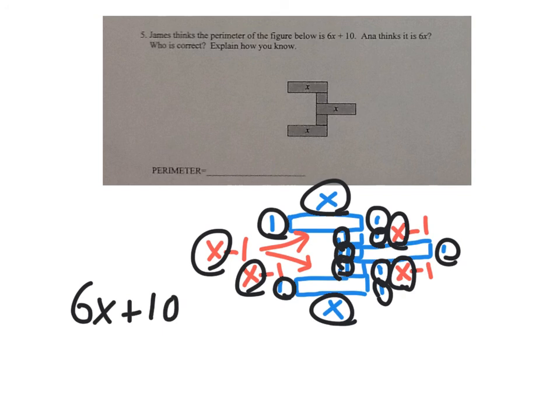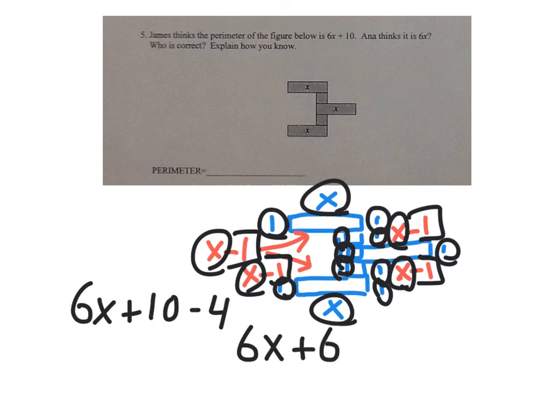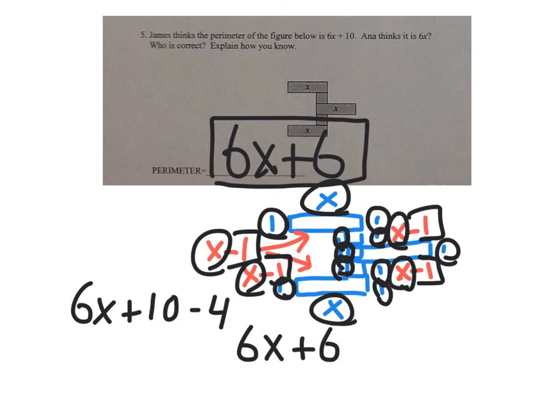So it looks like maybe James was on the right track, but he forgot that we have these minus ones, and there are 4 of them. So we actually need to minus that from our expression. So our simplified expression should be 6x plus 6, not 6x plus 10. So James is wrong, and then Anna was also incorrect. Anna apparently labeled all the x's, but she forgot to label any of the 1s. So she neglected that. So the correct answer actually is 6x plus 6. And we can't give a number for this because we don't know what x equals. So this will just be our answer, this expression.